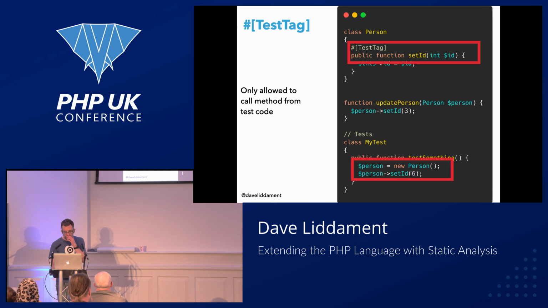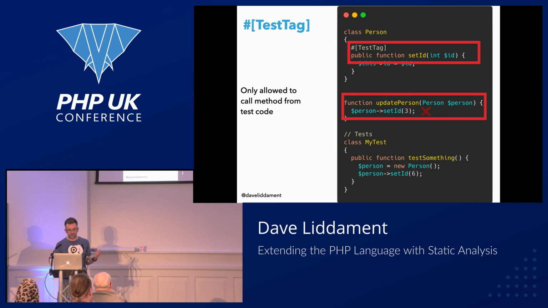So if we try and call setID, actually setID would be a use case if you've got a doctrine object and you've got something that needs the ID to be set. Normally that's set by the database. But if you're doing a unit test, you don't want to connect to a database, but maybe you need that ID to be set before you can do a test. So we could put the test tag on the setID method, and then as long as we're within our tests, that's all fine. But if we try and call our test code from somewhere else, then again, our static analysis will tell us off.